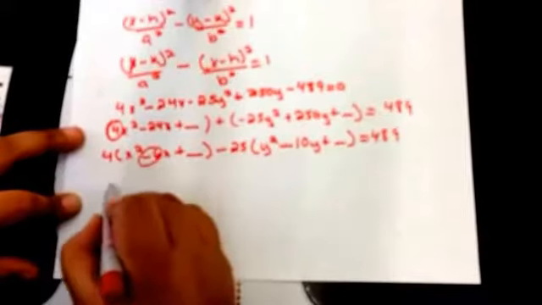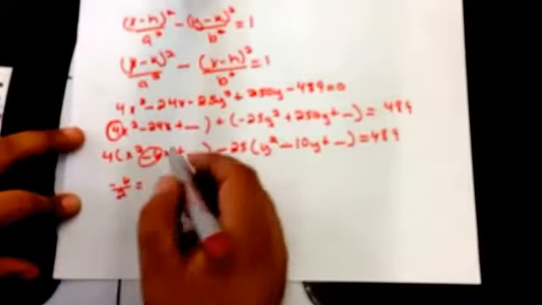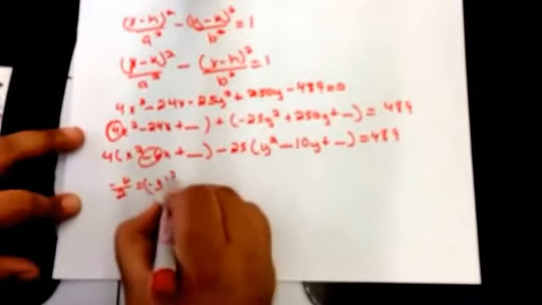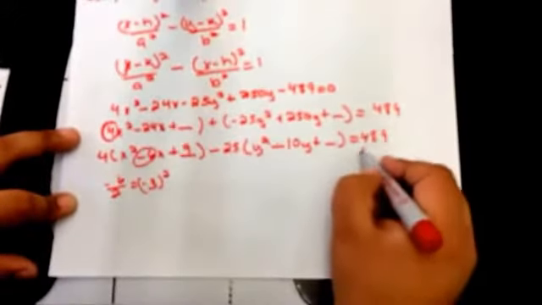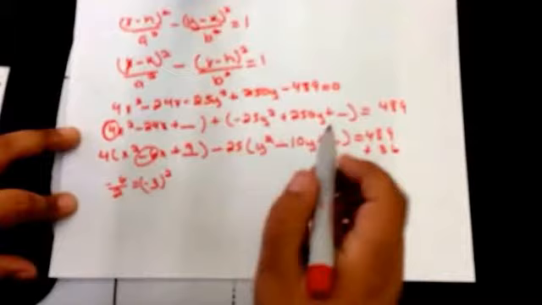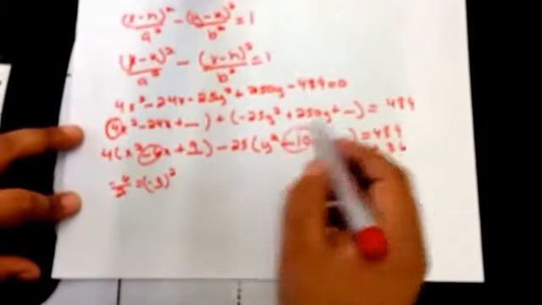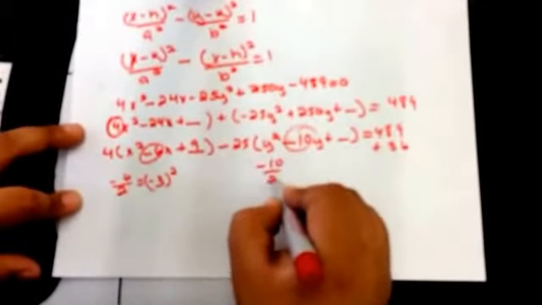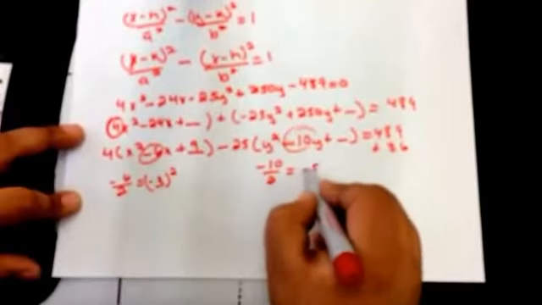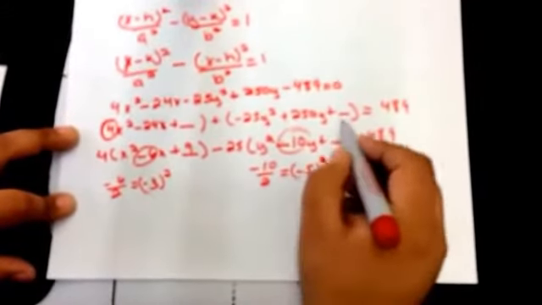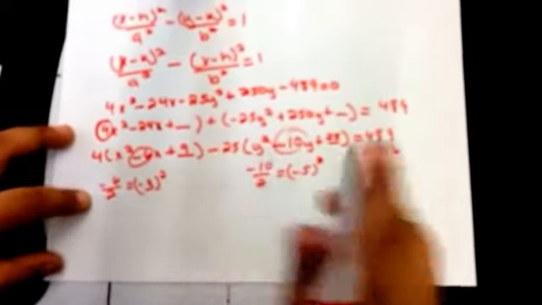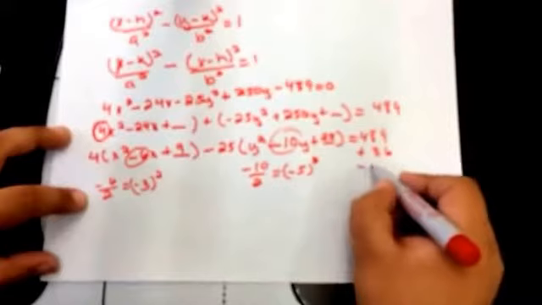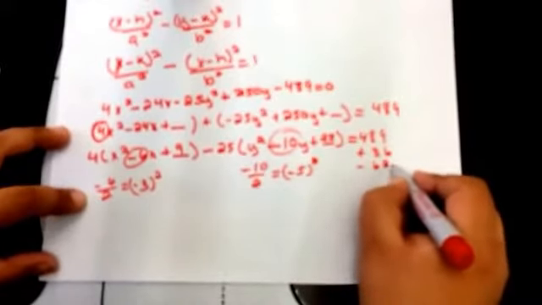So take your negative 6, divide by 2, is going to give you negative 3. When we square it, it's going to give us 9. 9 times 4 is going to give us 36. So you add 36 to the other side. Here, take the negative 10, divide by 2. It's going to give you a negative 5. When we square it, it's going to give us 25. So now 25 times a negative 25 will give you negative 625.